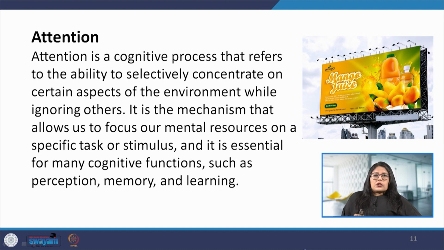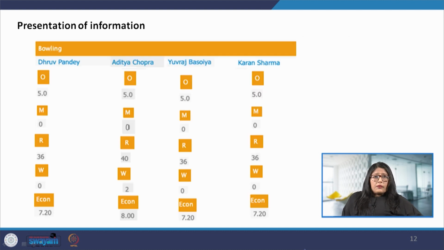So attention is a very basic requirement, and we all pay attention in our lives on a lot of things on a daily basis. So if we see this particular slide, now attention also means, in terms of interaction design, how quickly can a user pay attention to a certain task or solve a particular problem or give an answer.